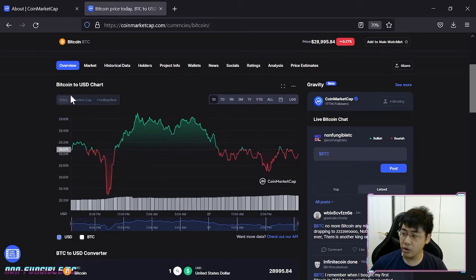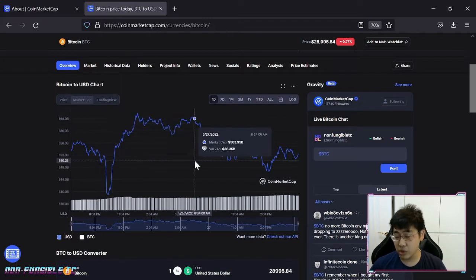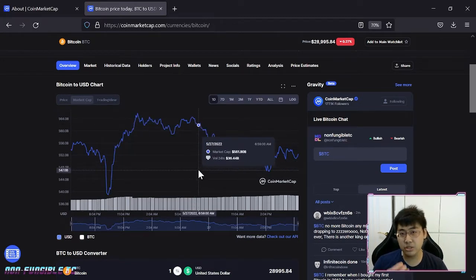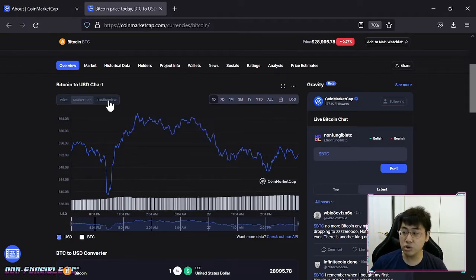Because basically, it is kind of related, right? But if you see a market cap having a downward trend, it basically means that money is leaving that cryptocurrency, okay? Another interesting thing is actually TradingView.